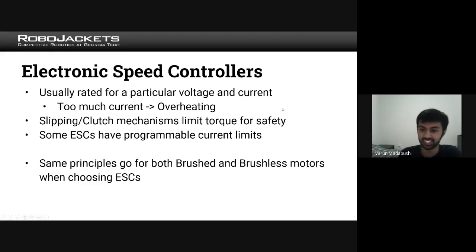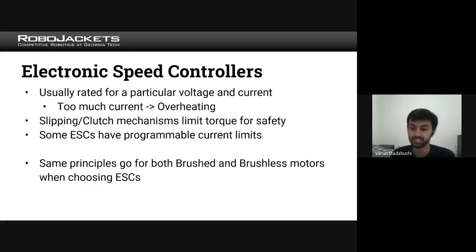So when designing, you want to choose your ESC and design your mechanism in such a way that the current limit is never violated. You can do this mechanically by adding a clutch or some sort of slipping, maybe a flat belt that slips on the pulley, which will limit the torque applied. You can also, if your ESC has a programmable feature, program a current limit into it so that it will shut down if it exceeds too much current, just so that you don't burn up your ESC because you stalled your motor.